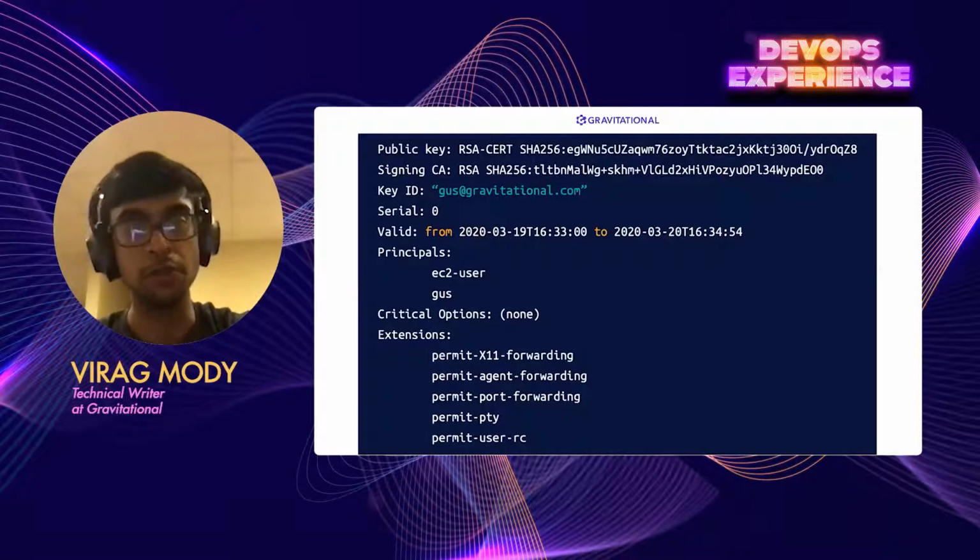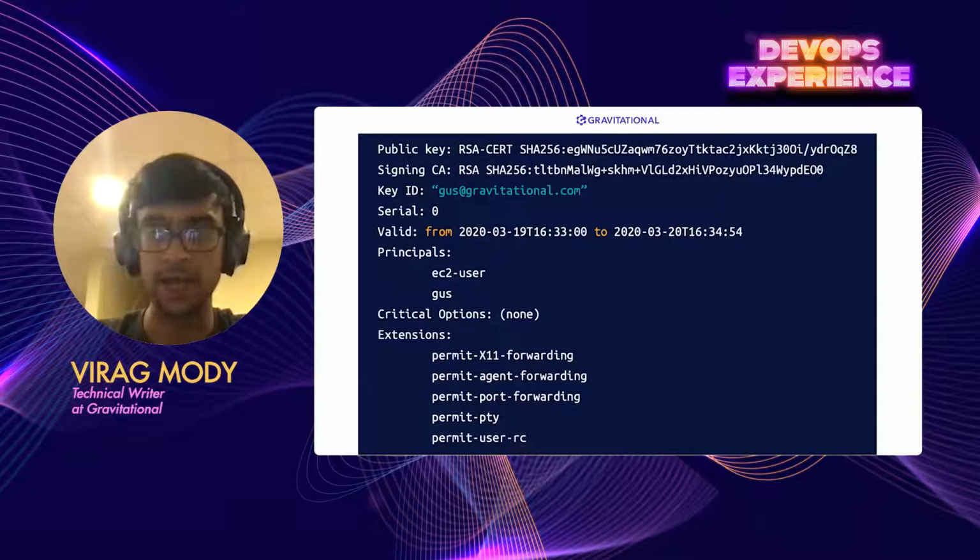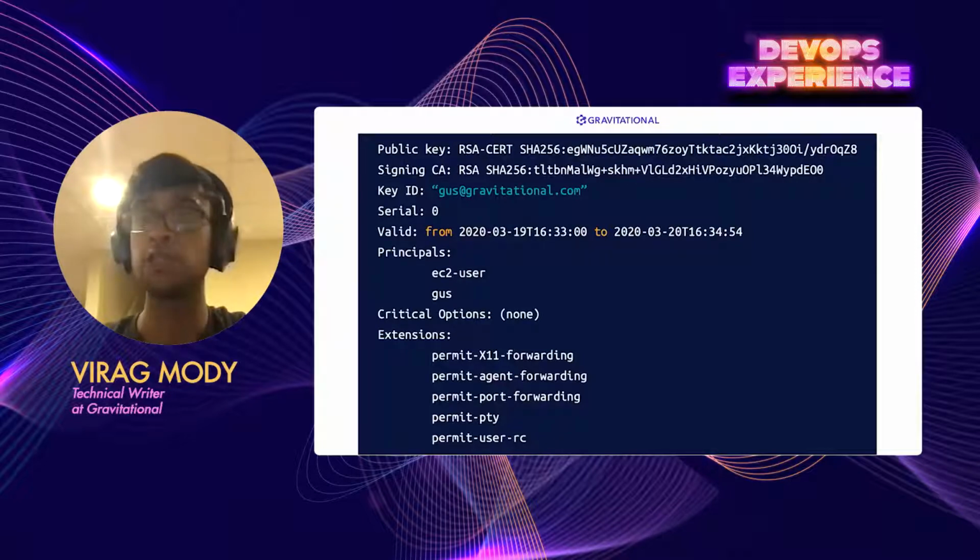And we can even revoke the certificate, right? So we can say that Gus at gravitational.com is not allowed, his certificate cannot be authenticated or authorized. And so say you have a person that has left the company, this makes it very easy for you to offboard them. Same thing with onboarding.